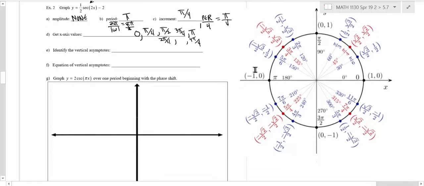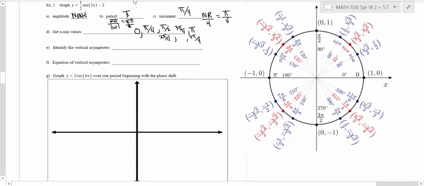Okay, so what we're going to do now is let's just go down to the graph, and let's put this together then. So you want to scale your x-axis. Okay, like I put up there, we have pi over 4, then pi over 2, 3 pi over 4, and then pi. Then over here we have negative pi over 4, negative pi over 2, negative 3 pi over 4, and negative pi like that. All right, now if you look at what we're going to graph, we're actually going to graph y equals 1/2 cosine of 2x minus 2.